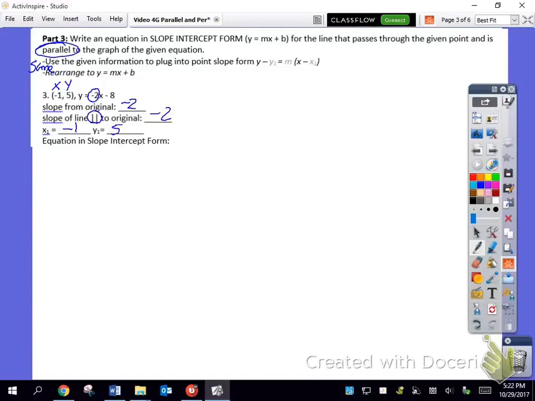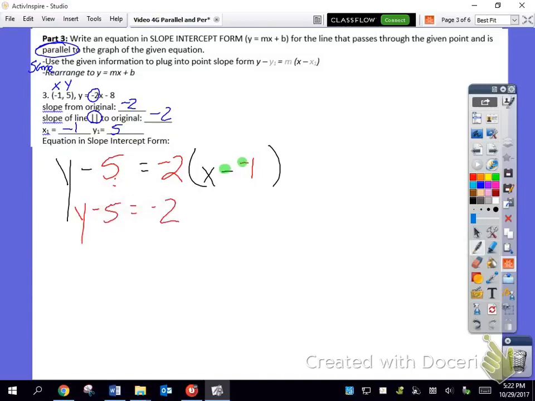So I'm going to set this up first, y minus, and then you got your x minus. So y minus 5 equals negative 2 parentheses x minus negative 1. Remember, two negatives make a positive. So y minus 5 equals negative 2 parentheses x plus 1. Now you need to distribute your negative 2, so multiply that. So y minus 5 equals negative 2x minus 2.